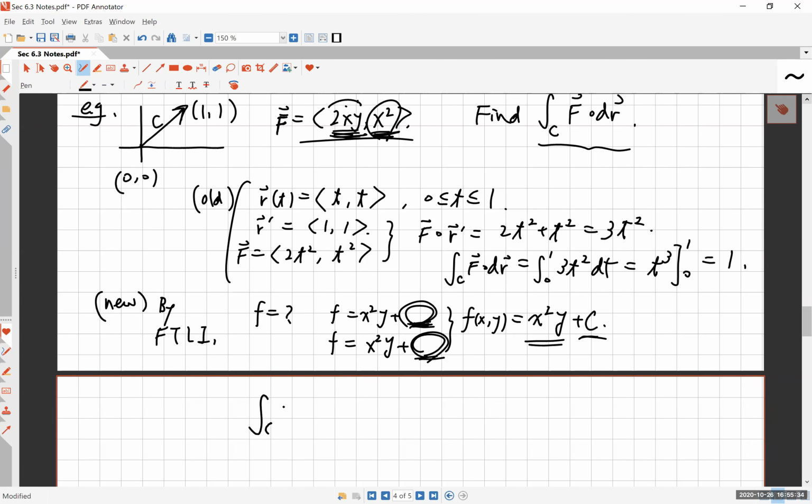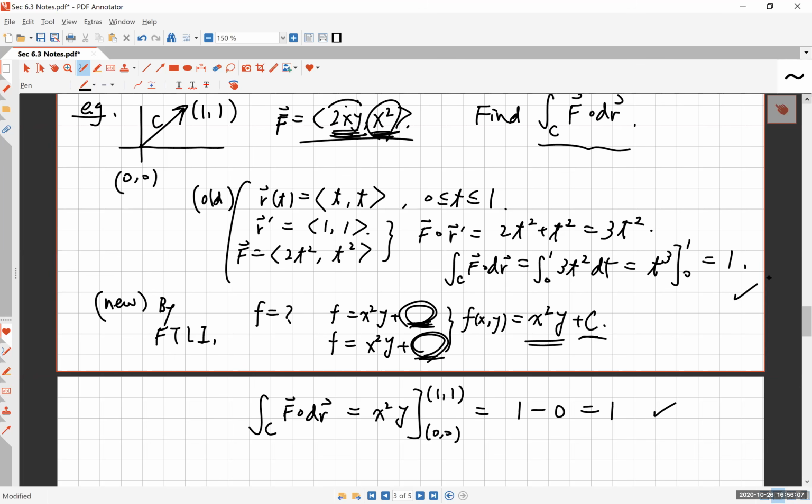All right. So then by the fundamental theorem of line integrals, this line integral f dr of the curve C, which happens to be a straight line segment, is x squared y evaluated at 1, 1 minus x squared y evaluated at 0, 0. So this is 1 squared times 1, which is 1, minus 0 squared times 0, which is 0. And of course, the answer will be the same by the fundamental theorem of line integrals.